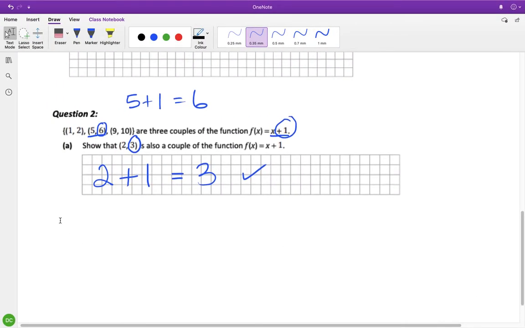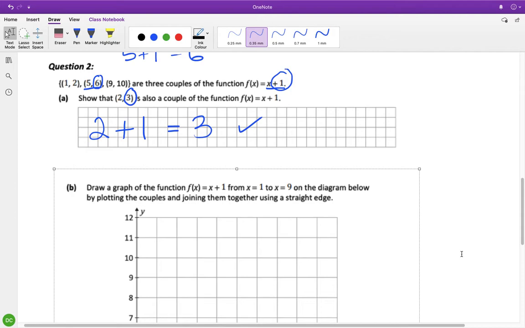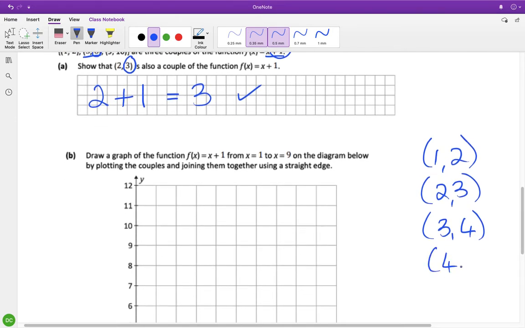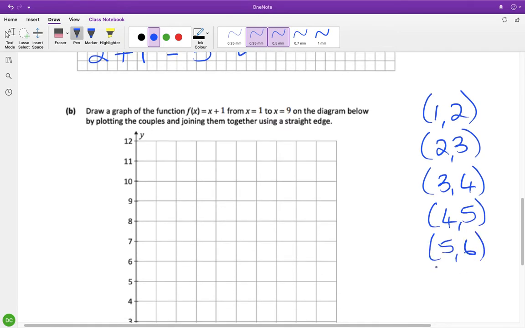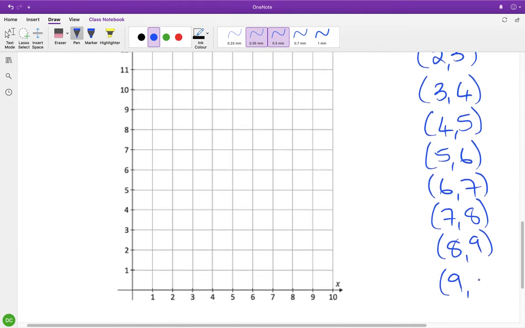So the graph. Draw a graph of the function x plus 1 from 1 to 9 on the diagram. So we know that 1 gives 2. We know that 2 gives us 3 because we're adding 1. What would 3 give us? 3 plus 1 is 4. 4 would give us 5. 5 would be 6. 6 would be 7. 7 would be 8. 8 would be 9. And 9 would be 10.